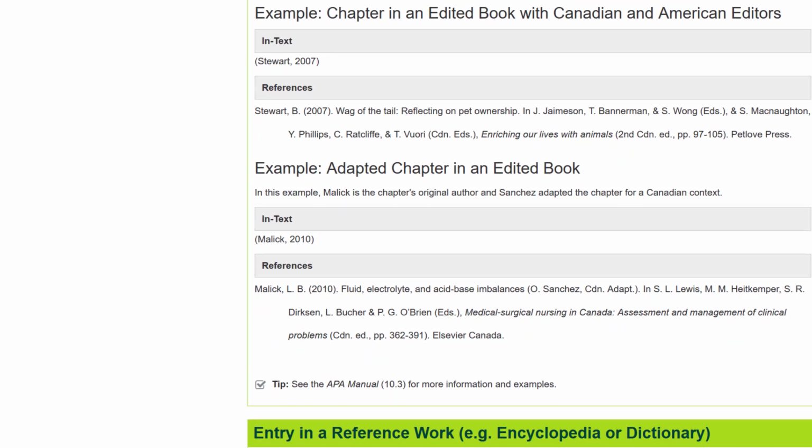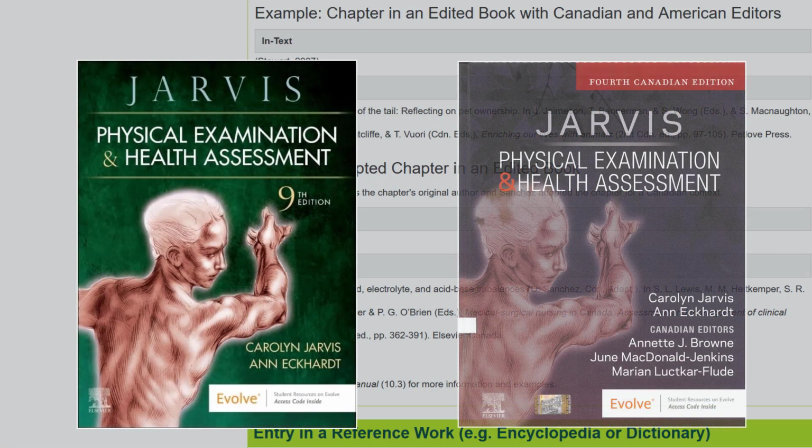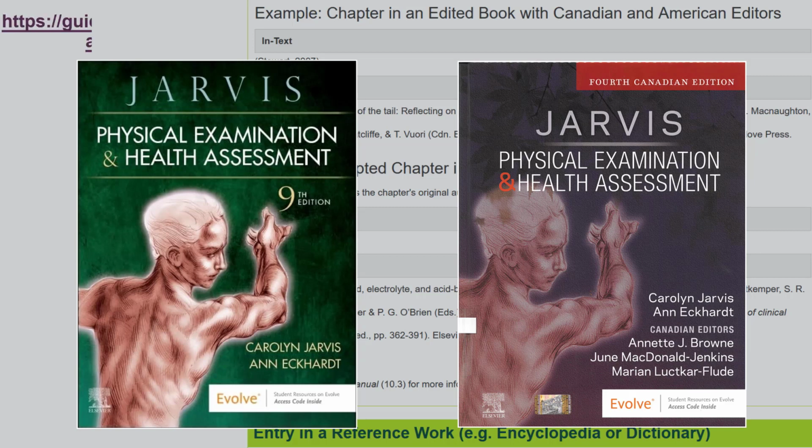With nursing textbooks, there are a few extra factors to consider when citing chapters. Many nursing textbooks are originally American publications that have been adapted into a Canadian context. APA, the American Psychological Association, does not have rules for these types of adapted textbooks. At RDP Library, we've developed a few guidelines to help you manage these citations. You won't find these rules in the APA manual or on another website. You'll need to check the RDP Library website specifically.